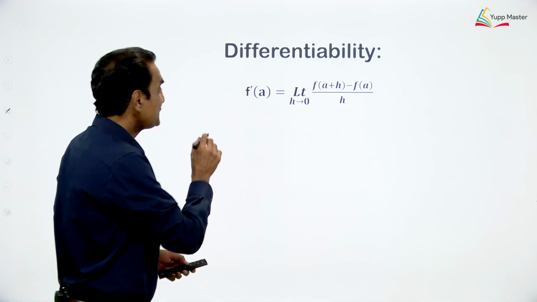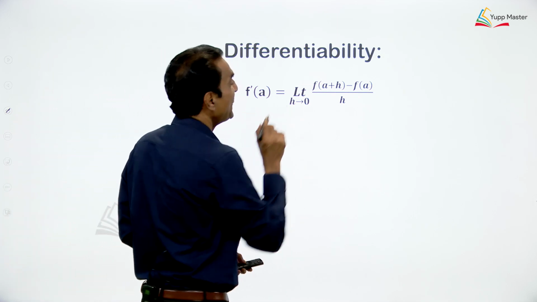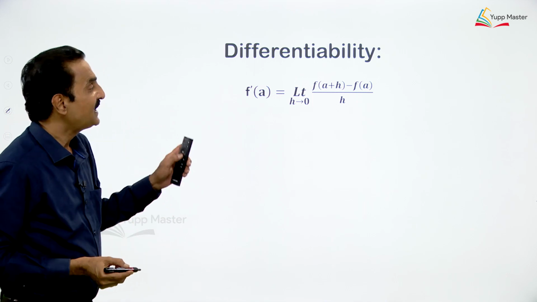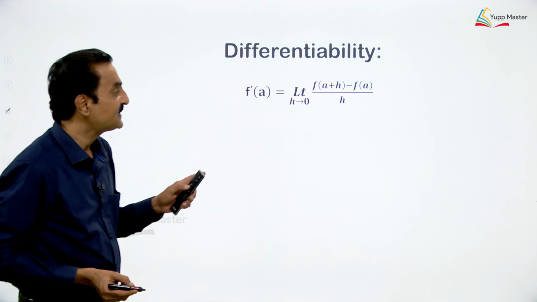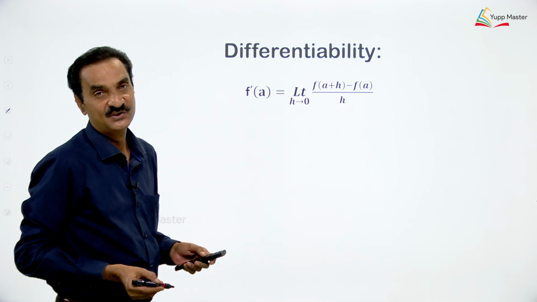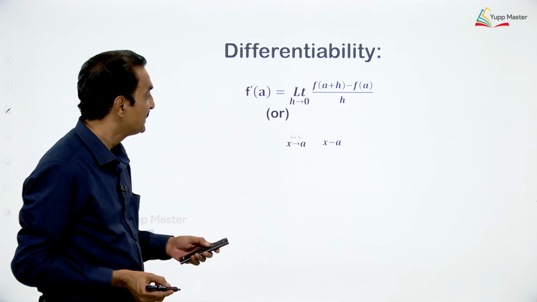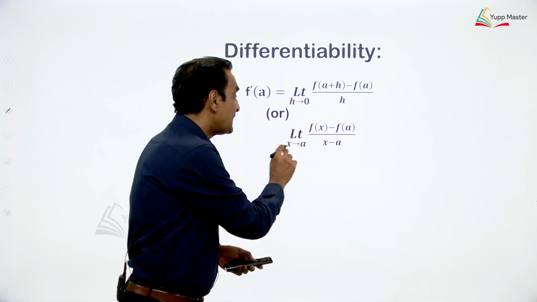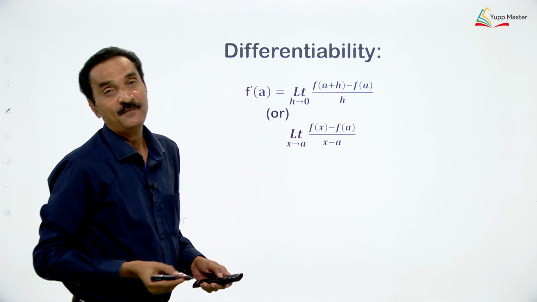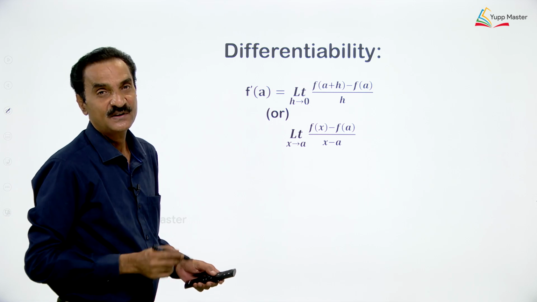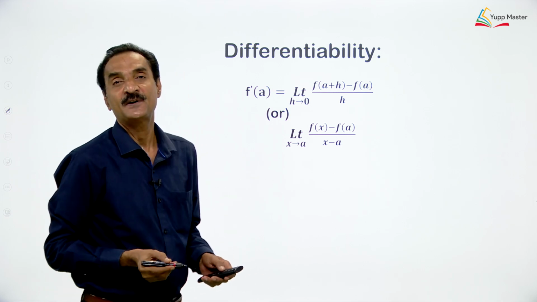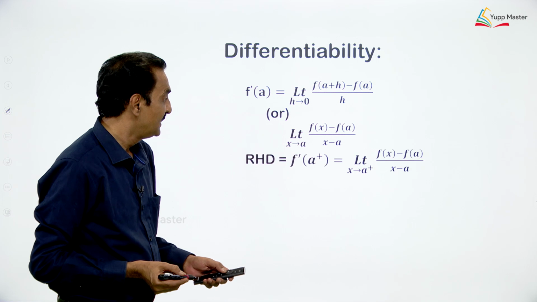The first definition of a derivative is f dash a is equal to limit as h tends to 0 of f of a plus h minus f of a by h, or limit as x tends to a of f of x minus f of a by x minus a. This is the definition of a derivative of a function at x is equal to a.